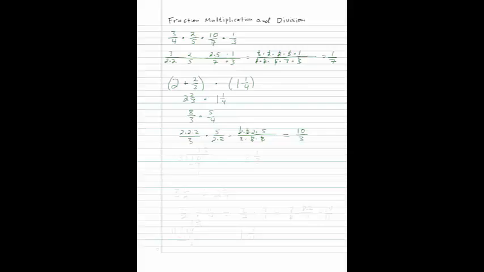But in this class we prefer to have mixed numbers, so we're going to rewrite 10/3 as 3 into 10. 3 goes into 10 3 times. 3 times 3 is 9. 10 minus 9 is 1. Remainder is 1, and the result is 3 1/3. Now with respect to division, division just requires us to take the reciprocal of the second fraction and multiply.